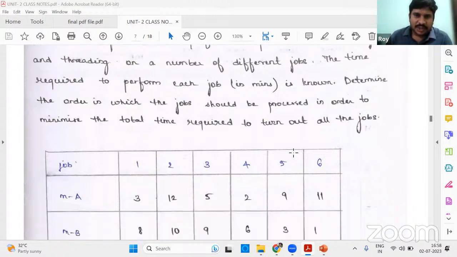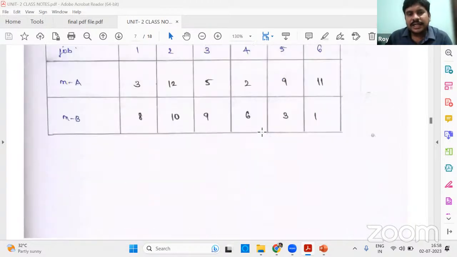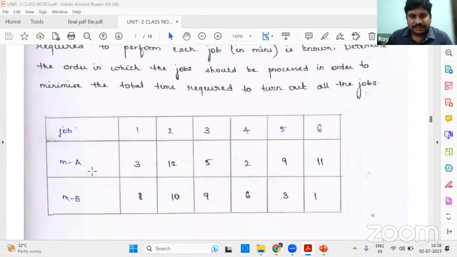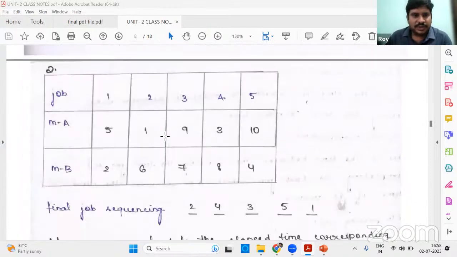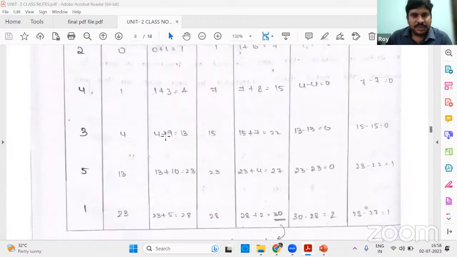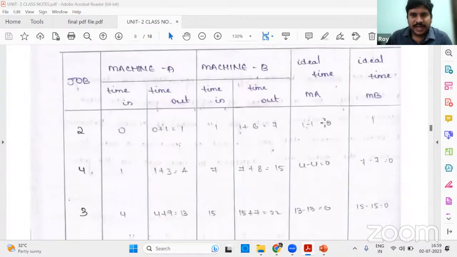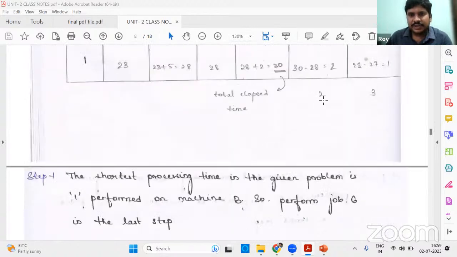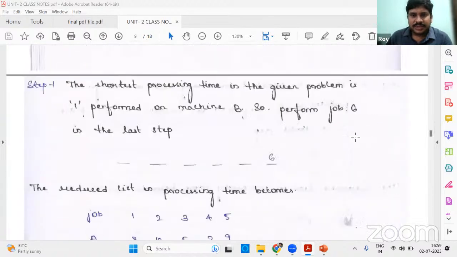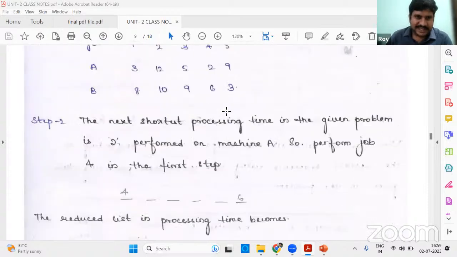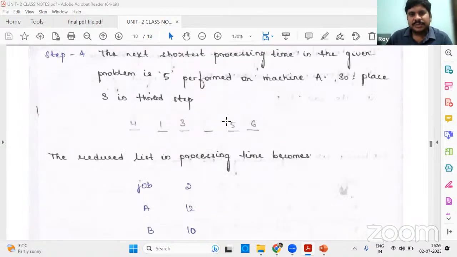And the question, I think one line is missing: find out the idle time on each machine. Right? This is the solution. Total elapsed time 30. Idle time we have calculated here: 2 minutes and 3 minutes. How to do these sums? There are steps also. I will go with these steps.